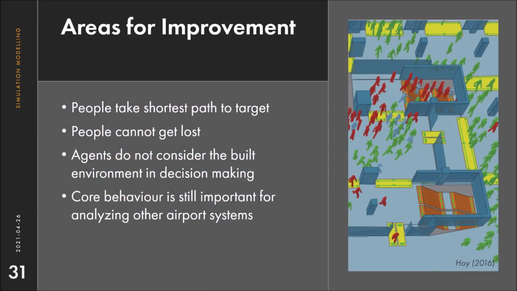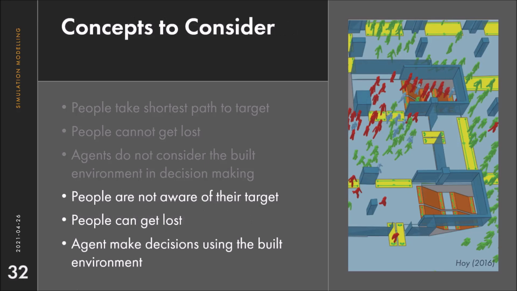Despite these limitations, these tools are still important for airport analysis, doing an excellent job of modeling crowds and industrial processes. The main elements that are missing for architecture are the ability for people to be lost or wander around, and the lack of decision-making considering the built environment. This is mainly the result of agents being aware of their targets from the beginning. To address these issues, I took these ideas into a prototype simulation. This includes being unaware of your targets, getting lost, and using the built environment to make decisions.